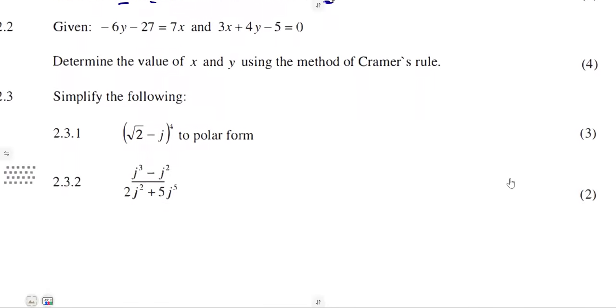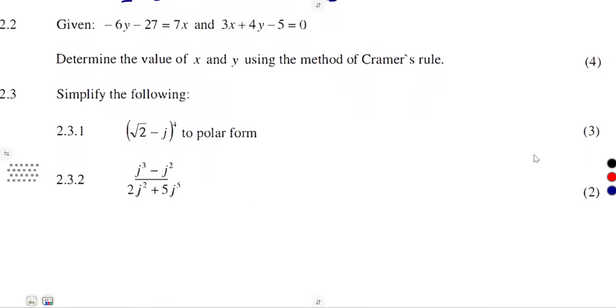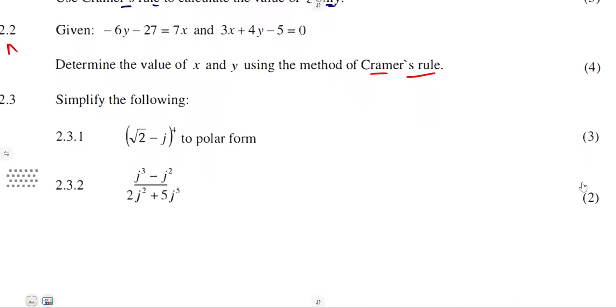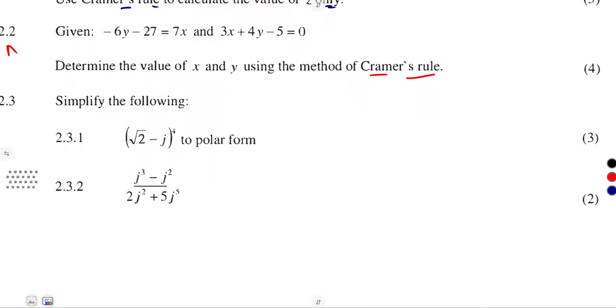Then for 4 marks, again, using the same Cramer's rule on 2.2, given these two equations, determine the value of x and y. So guys, in that case here, we need the order first. So we can say, okay, since we need ax plus by is equal to a constant. So we can also, guys, this one is in your hands. We can also avoid working with negatives. We can take the 6y this side.